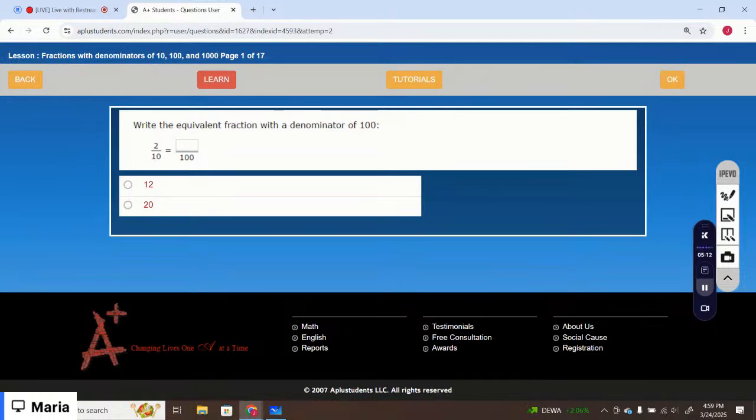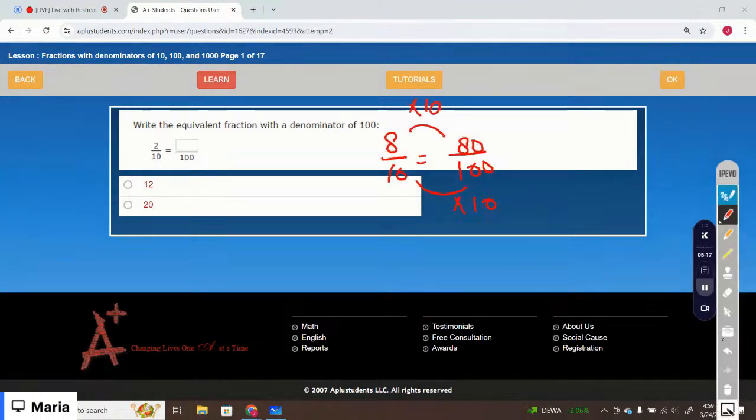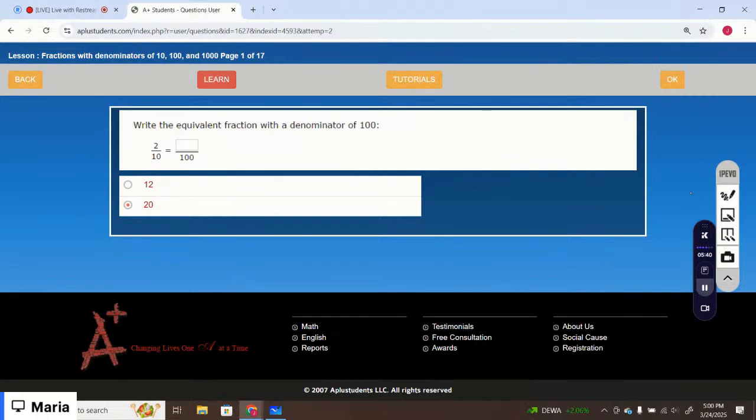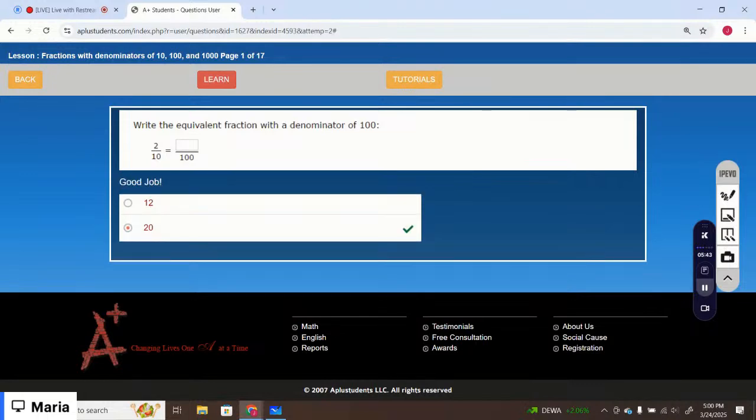Write the equivalent fraction with the denominator of 100. 2 over 10 equals the missing number divided by 100. 10 times 10 is 100. And 2 times 10 is 20. That is 20 over 100. So the missing number is 20. Option number 2 is the correct option.